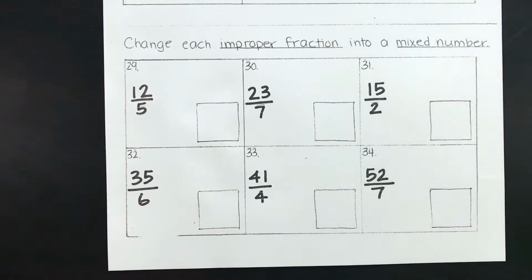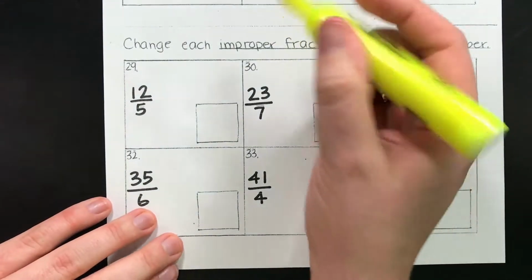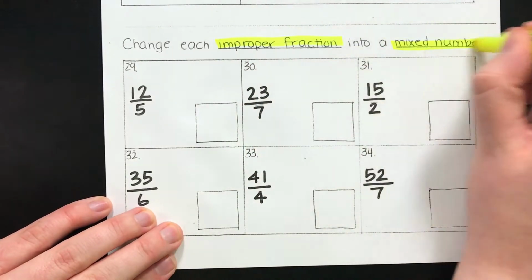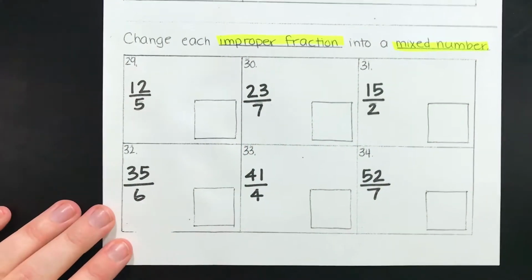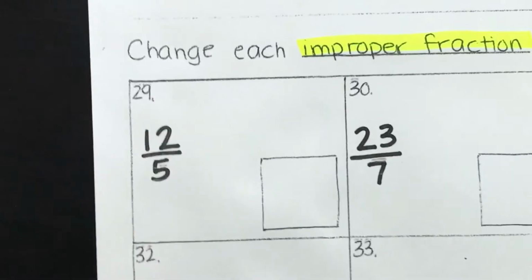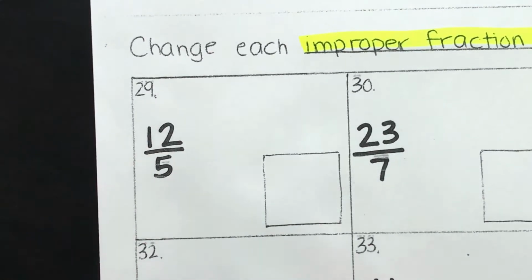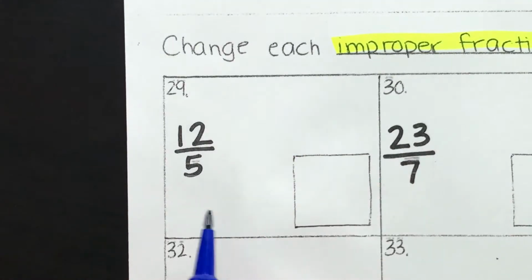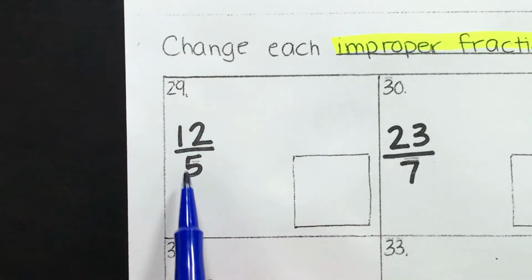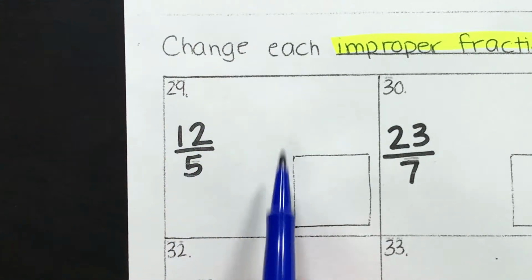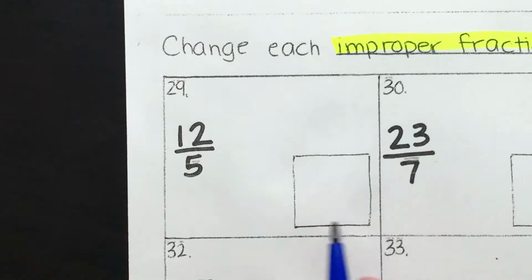All right, so let's go down to the second section. Here we are kind of doing the opposite. We're taking improper fractions and we're turning them into mixed numbers. All right, so one at a time here. Okay, so this is the method where you want to change this improper fraction into a whole number and then a proper fraction or a mixed number.